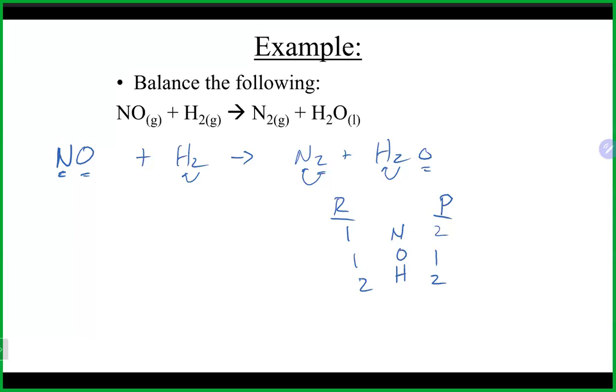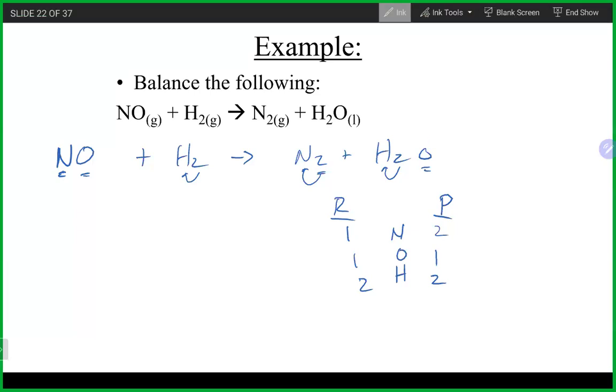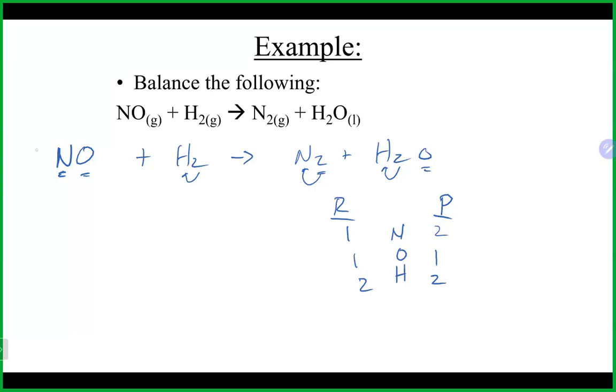So we again could fix this by changing the coefficient. And we're going to put a 2 in front of our NO. Once again, this 2 does get distributed to everybody behind, which means that we now have 2 nitrogens. We would then have 2 oxygens and still 2 hydrogens. So this is very common. As I said earlier, you fix one thing and screw up something else. But the table is helpful.